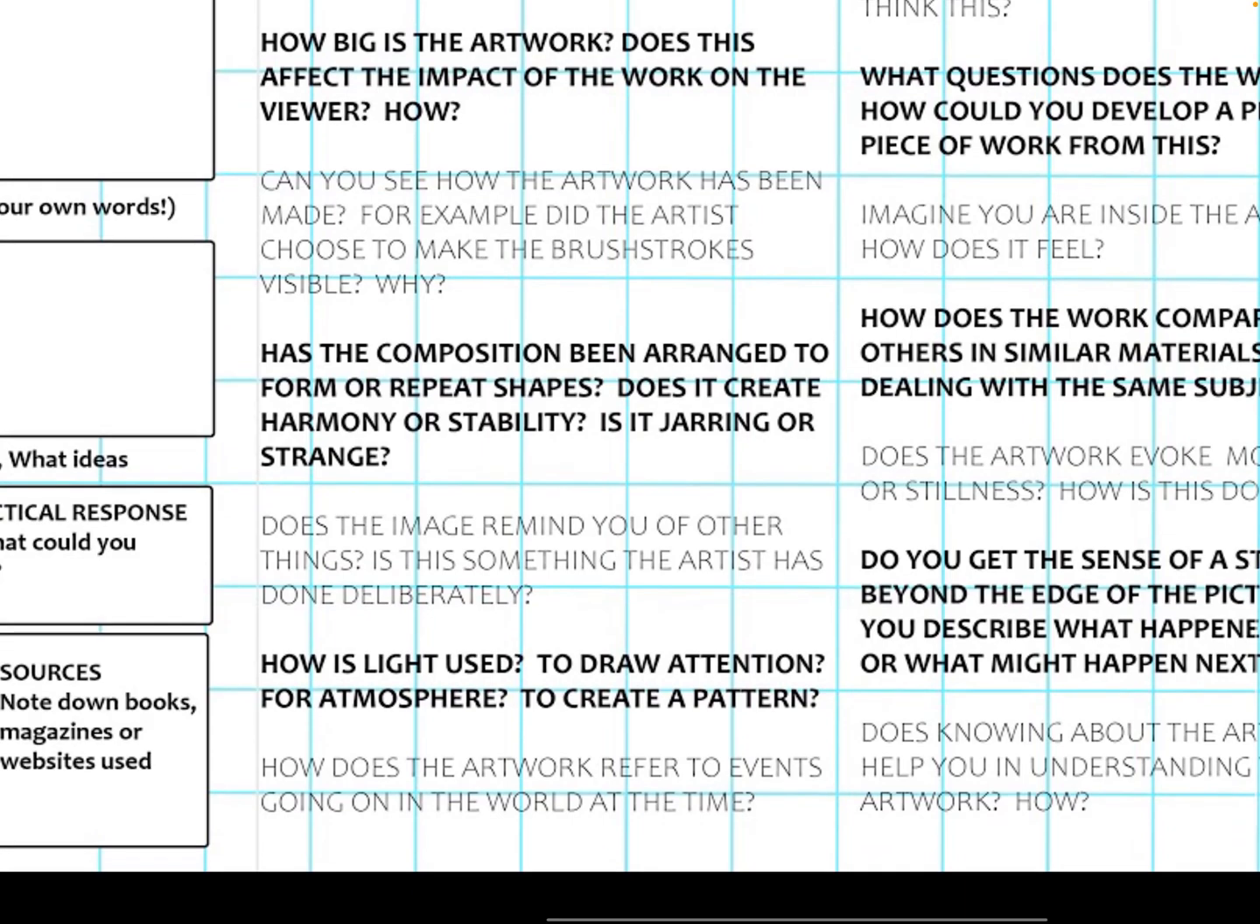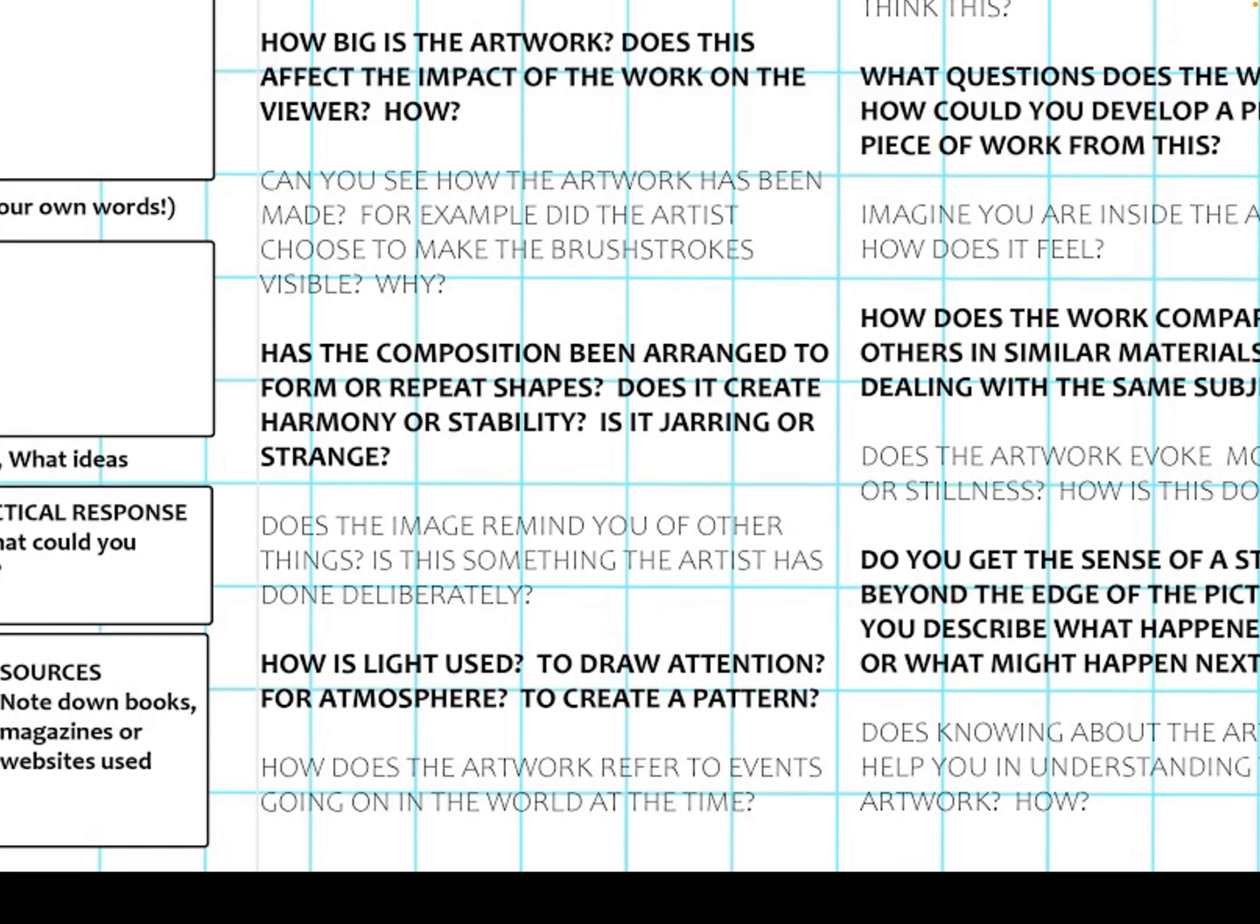How has light been used to draw attention, for atmosphere, or to create pattern? In photography, that's obviously going to be really important. But light in a painting is also very important where reflections are concerned.